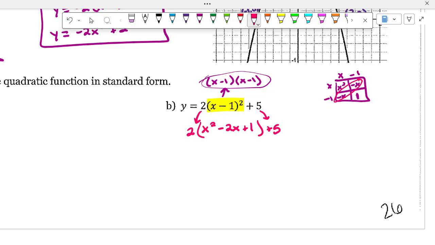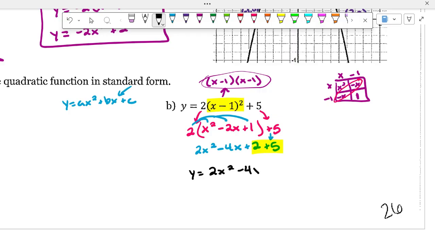What do you think I'm going to do next to simplify? Well, the parentheses are done. I'm trying to simplify to be standard form, so I want it to look like y equals ax squared plus bx plus c. That's standard form. So what do I need to do next? Distribute that 2 to just the parentheses, good. So this would be 2x squared minus 4x plus 2. Bring down that plus 5. What's my last thing I got to do? 5 plus 2. I got to combine those like terms. So my standard form would be y equals 2x squared minus 4x plus 7.